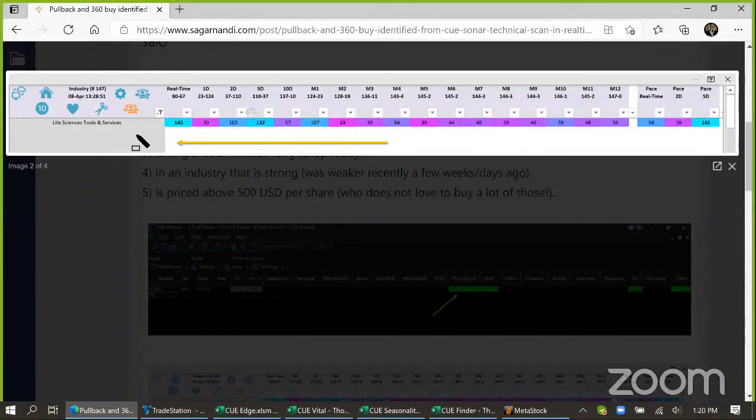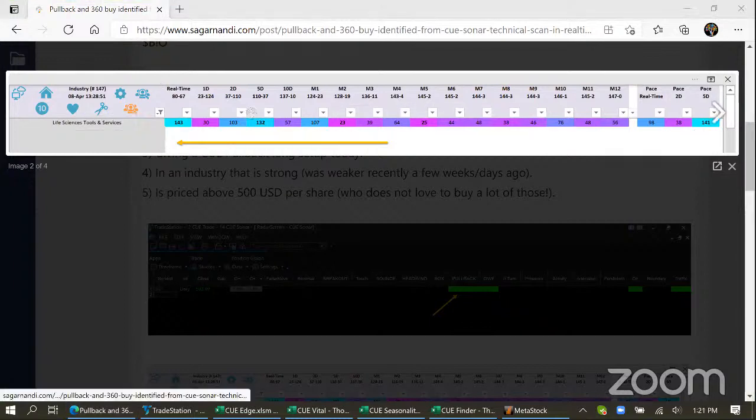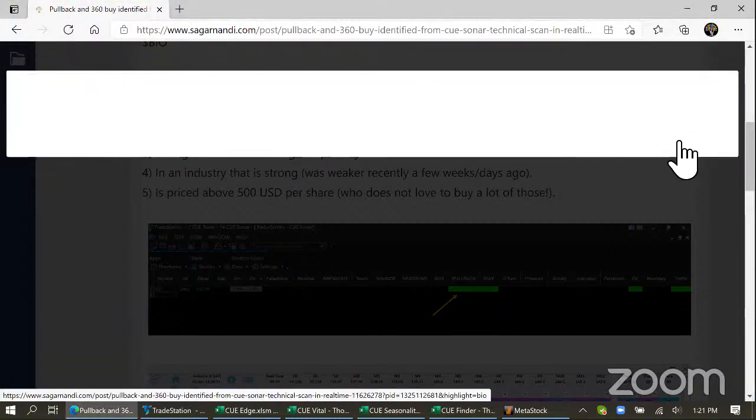The industry, life science tools and services, was very weak earlier, shown by this industry rotation score, and it improved a lot. Right on the day when I shared it, using real-time industry rotation, you could see it was one of the strongest industries, relatively speaking. 143 score out of total 147 industries. So it was one of the best performing, and the pace column was showing that it was accelerating as well. The industry allowed me to take a turnaround buying opportunity.